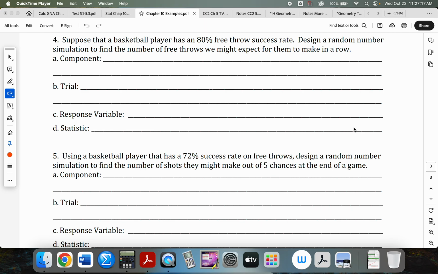All right, suppose a basketball player has an 80% free throw success rate. Design a random number simulation to find the number of free throws we might expect for them to make in a row. So the component is going to be shooting a free throw.